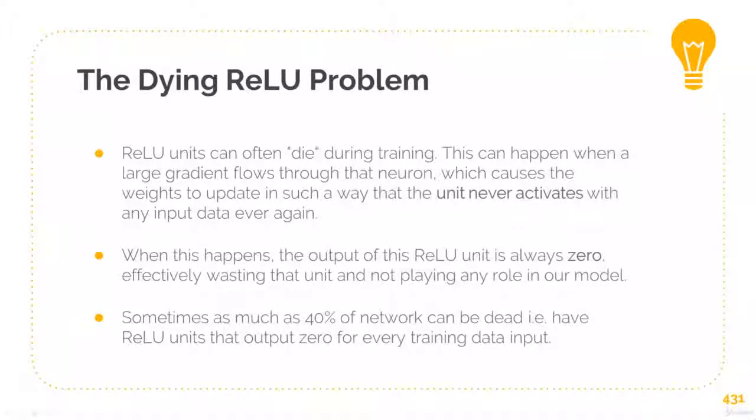When training, a number of ReLU units can often die during training. And what does that mean? This happens when a large gradient flows through that neuron, which causes the weights to update in such a way that the unit never activates anymore. So regardless of future input data, that ReLU unit is always going to be switched off. So you're going to have a part of the network that's effectively dead. The output of this unit is always going to be 0. So now we have basically a wasted unit and a wasted amount of connections in our network. And apparently sometimes as much as 40% of a network can be dead because of these dying ReLU units.